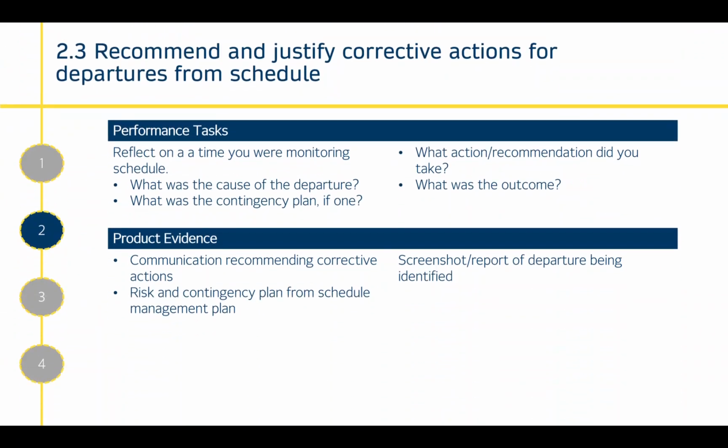2.3, recommend and justify corrective actions for departures from schedule. So you've identified your departure, you've worked out what the consequences are. You need to come up then with a plan. This one's about a time where you've come up with a plan to correct the deviation. Best case, it's part of a holistic statement about a time you've identified a departure, and then these are the corrective actions that are recommended. You want to justify them.